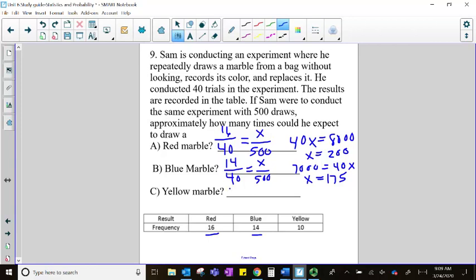Yellow marbles, there were 10 out of 40. We want to know how many out of 500. 10 times 500 is 5,000. 40 times x, 40x. Get that x by itself by dividing both sides by 40, and x equals 125 yellow marbles. So there's your answers: 200 red, 175 blue, 125 yellow.